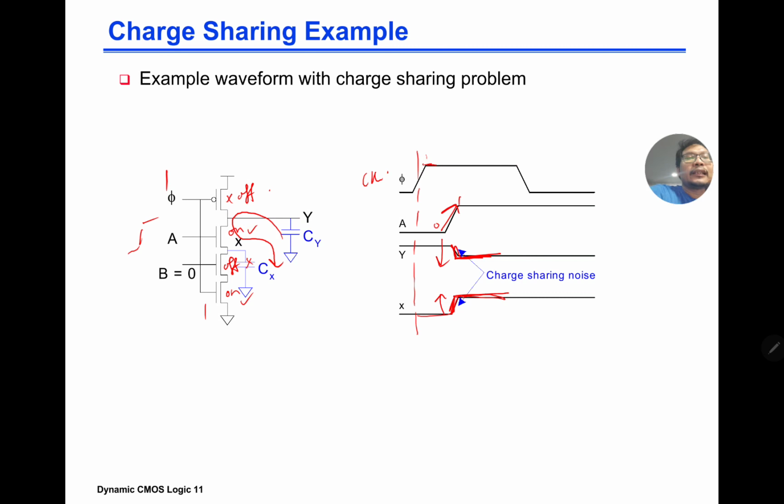Ideally, when we give a 1 on A, we want Y to be constant, right? We want Y to be logic 1. We don't want any drop in the voltage. So there are some stability and reliability issues there. Some of the charges get transferred to somewhere else.